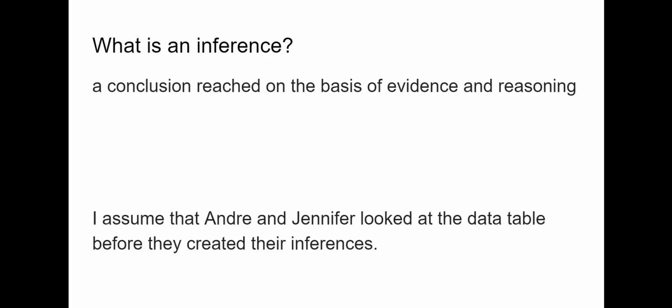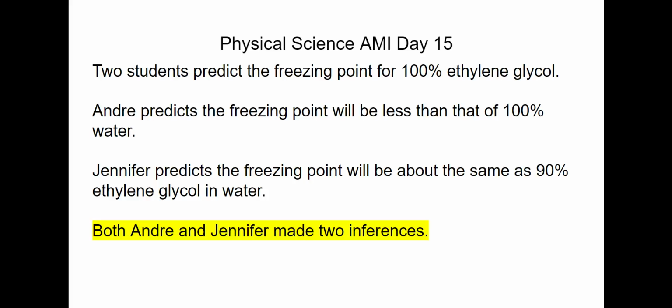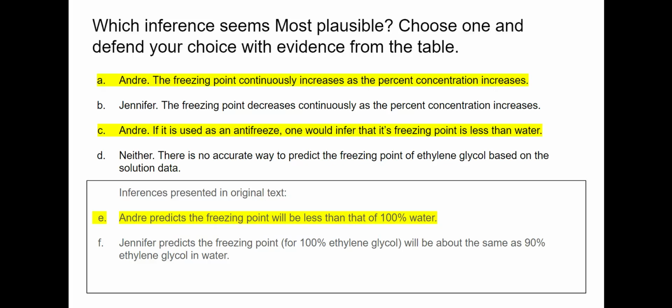So here's the definition of an inference. It's simply a conclusion reached on the basis of evidence and reasoning. So I'm going to assume here that Andre and Jennifer both looked at the data table before they created these written inferences. It says here in the original problem that both Andre and Jennifer made 2 inferences. But if I look at this, it appears to me that actually Andre might have made 3.